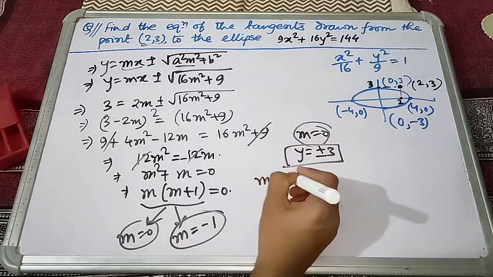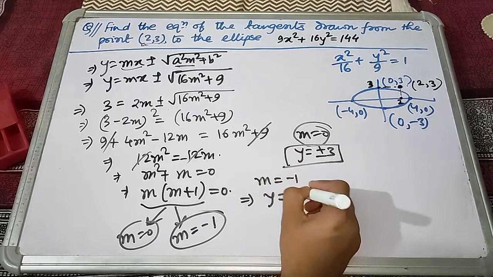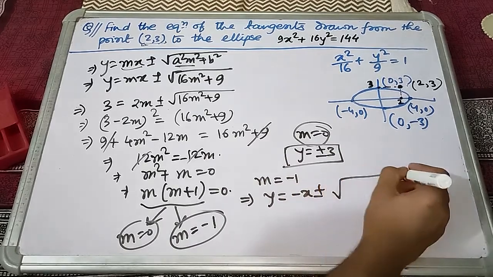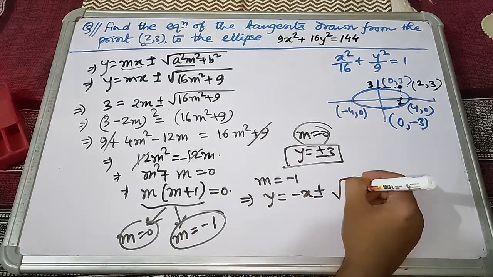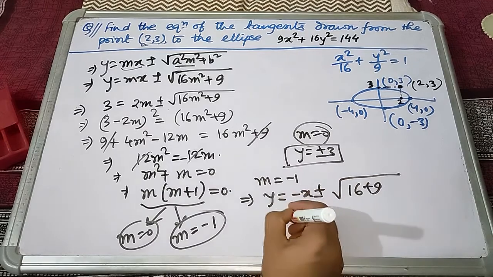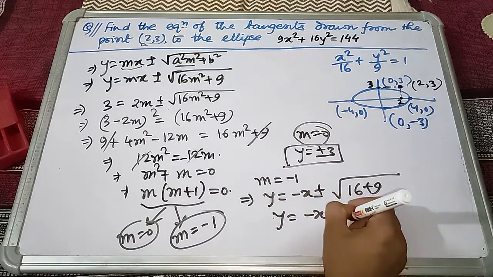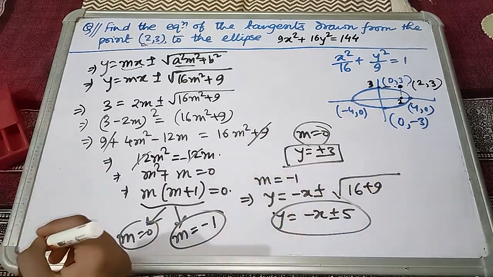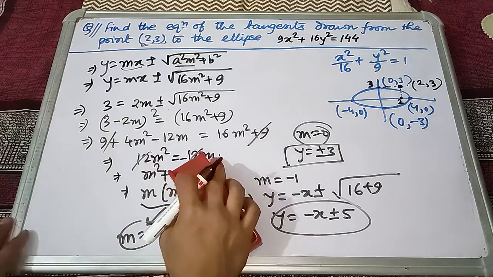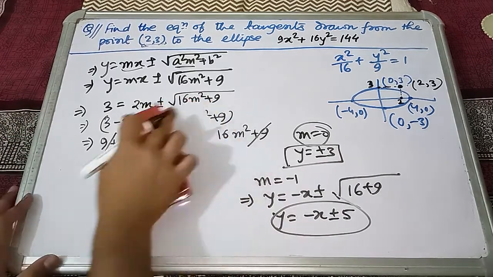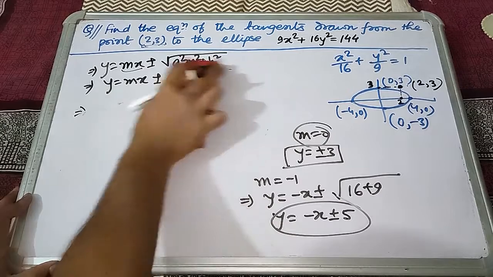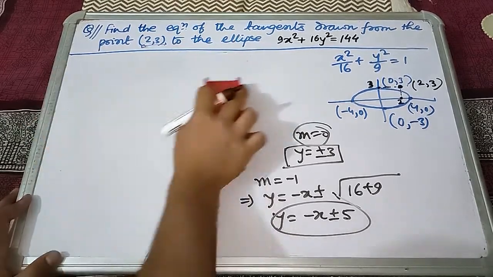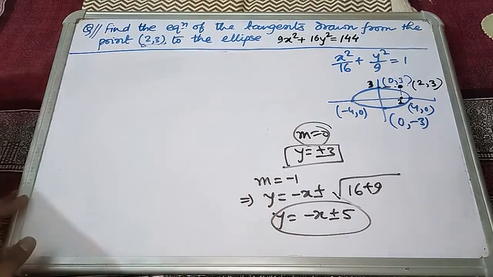Now, m equals minus 1, what do we have? y equals minus x plus minus under root 16 into minus 1 whole square is 16 plus 9, 25, so y equals minus x plus minus 5. We have these two equations. Okay. Now, erase this part. Up till here it is fine, I guess. If not, just rewind and see, and I hope the thing will be clear.